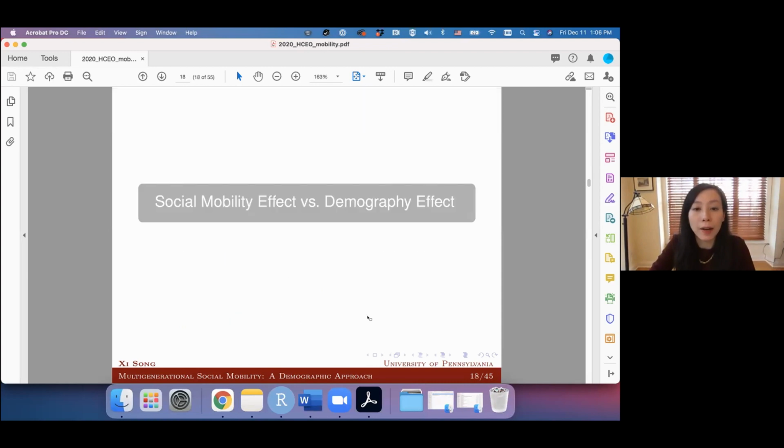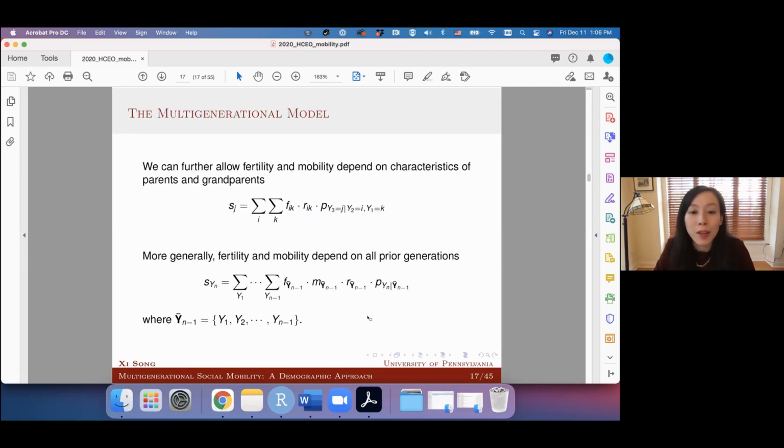Let me see if I have a slide on that. Well, I didn't include all the proofs here, but I can send you my working paper, which will show that once you add this demographic component into the Markov chain model, we will no longer observe this convergence to an equilibrium that is independent of the original status.